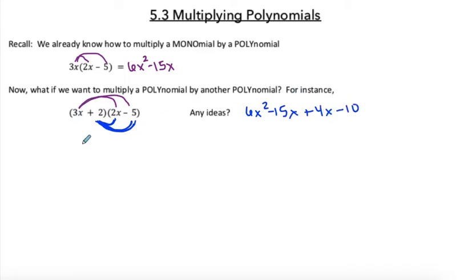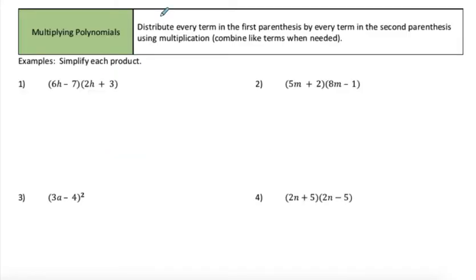If I take two things times two things, I get 1, 2, 3, 4 items. Now I can look and combine my like terms. Negative 15 plus 4 is negative 11x, and the minus 10 comes down. So when I started, I had 4 terms from my 2 terms by 2 terms, and I combined 2 to get down to a trinomial here. So let's apply that in a larger sense.